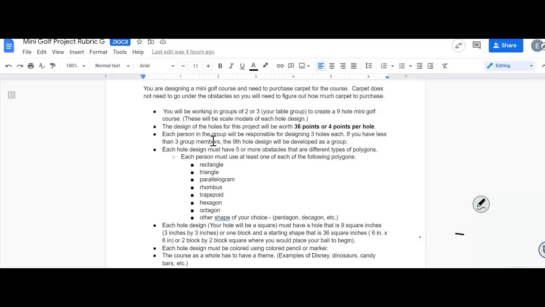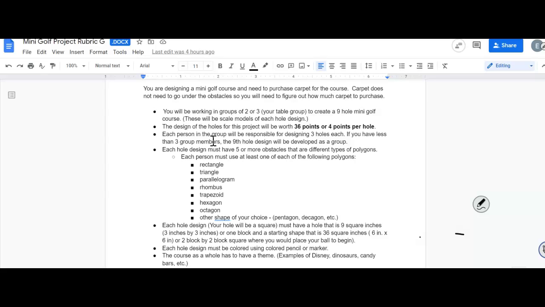So I'm going to give you an example here. If Maggie in hole number 1 uses 5 rectangles, and that's it. Hole number 2, she just uses 5 triangles, and that's it. Her 3rd hole would have to have what as an obstacle? All the other polygons. So in her 3rd hole, she needs a parallelogram, a rhombus, a trapezoid, hexagon, octagon, and another shape. Okay? Each person needs to use all of those. Hopefully it makes sense all at the end. It all comes together. The next bullet point.